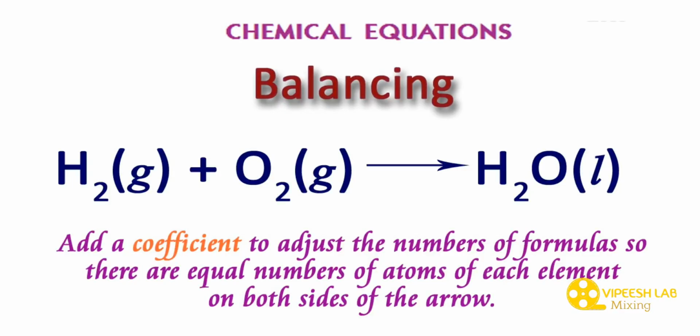How? We have to add a coefficient to adjust the numbers in the formula so there are equal numbers. Look at here, hydrogen, oxygen and H2O. It has only one coefficient. When we add 2, it will be balanced. So we are adding coefficients only.